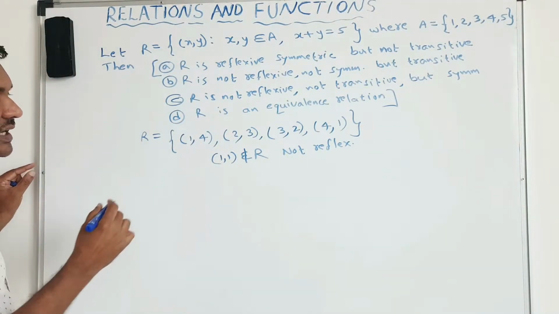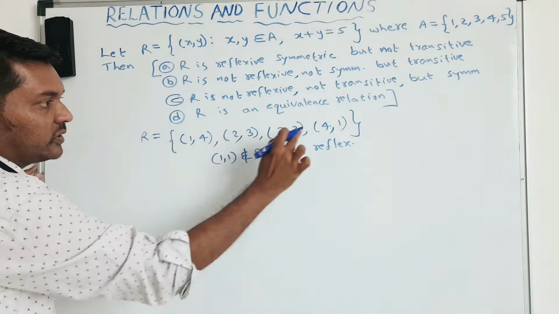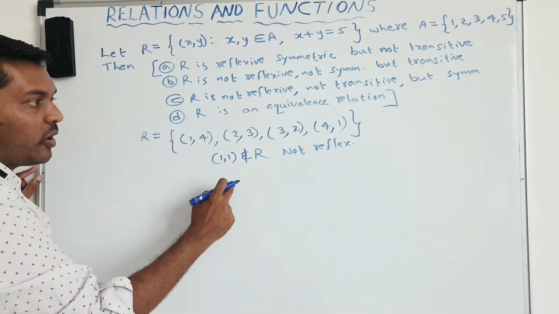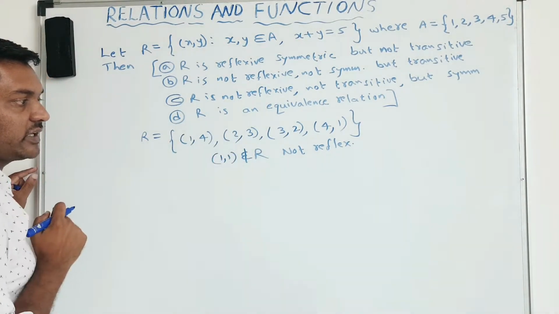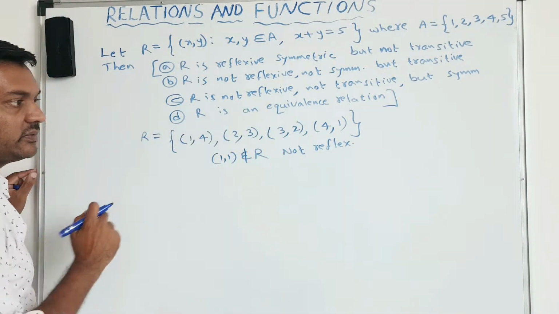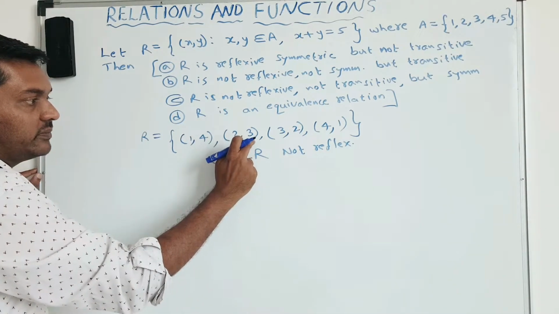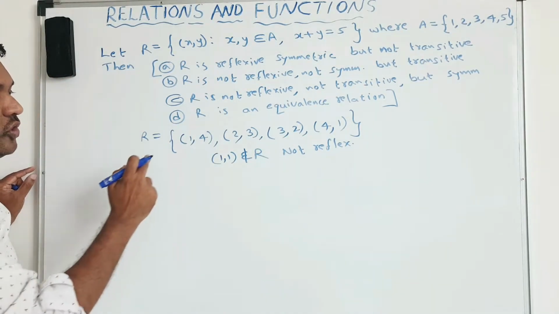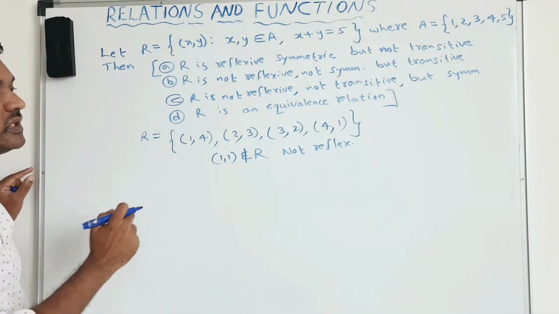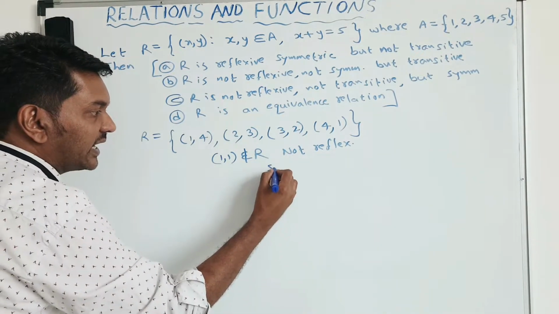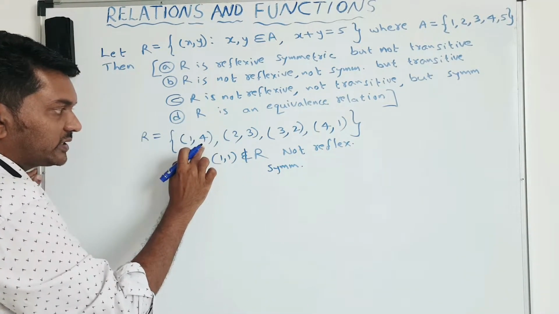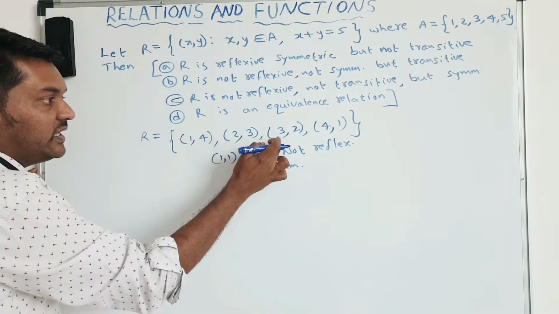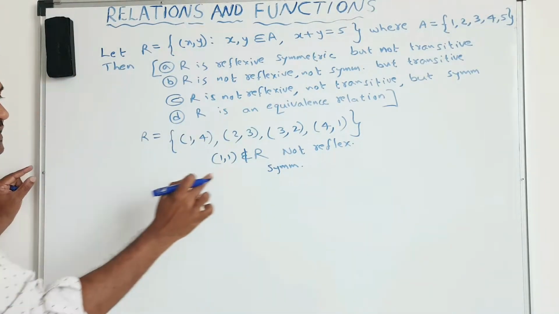Now checking for symmetric: (1, 4) belongs to R, and (4, 1) also belongs to R. If (a, b) belongs to R, then (b, a) should be an element of R. For (1, 4) it is satisfying that condition. Now checking the next element, (2, 3). (3, 2) is also there in the relation. So this satisfies the condition of symmetric, so it is a symmetric relation, because (1, 4) is there in R and (4, 1) also, and (2, 3) is there in R and (3, 2) also.